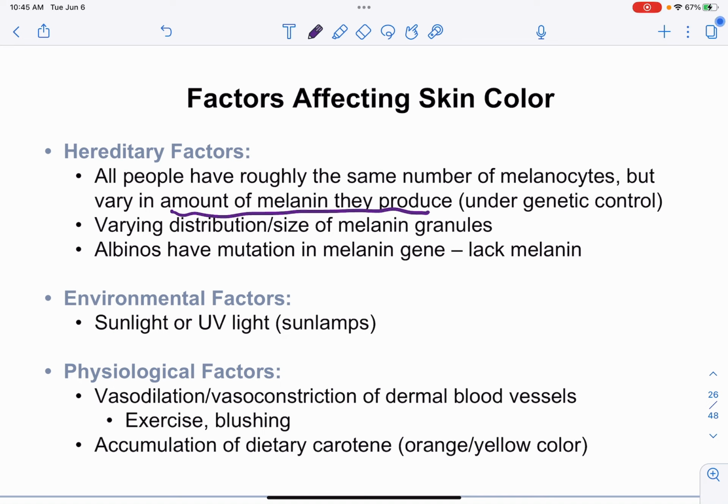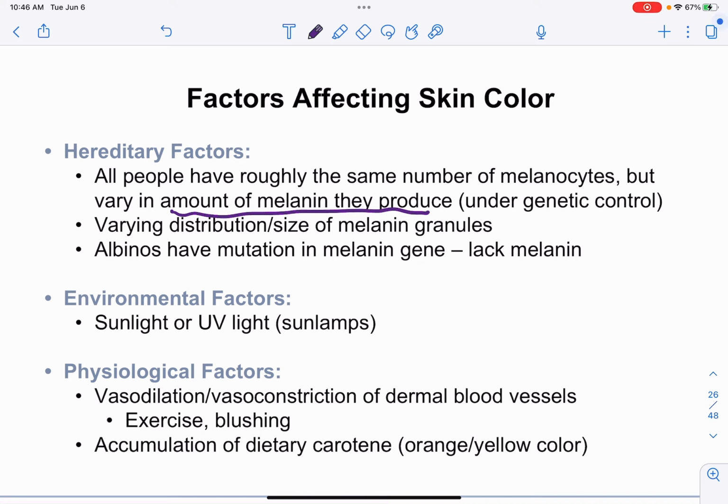So there are mutations in the melanin gene, which individuals such as albinos have, that lack melanin. So they have melanocytes. They have the exact number of melanocytes that any other individual would have, but they are not producing melanin. So a true albino doesn't produce any melanin.